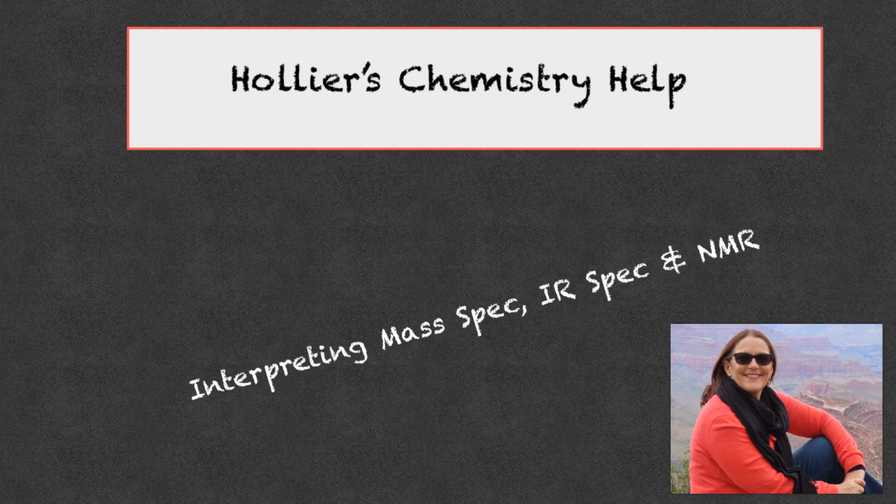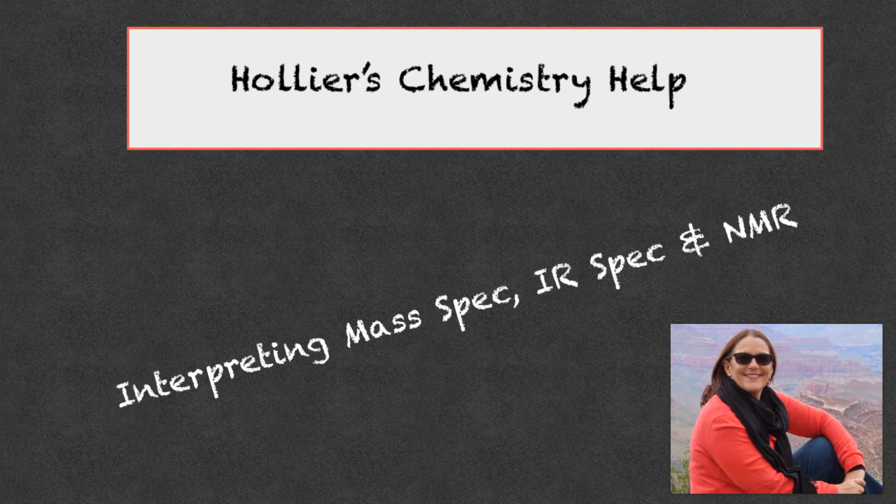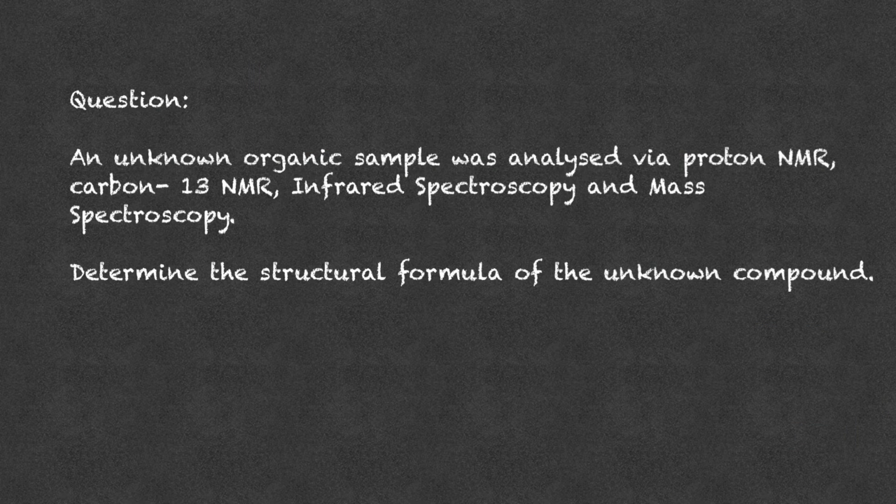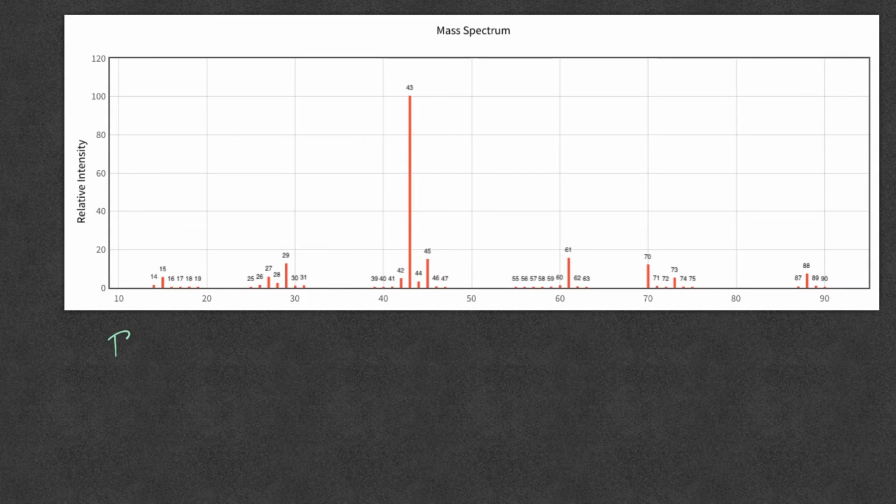Today we're looking at some analytical techniques to help identify an organic molecule. We're going to use a number of analytical techniques, proton NMR, carbon NMR, infrared spec and mass spec to determine the structural formula of an unknown organic compound. So here's the mass spec information.